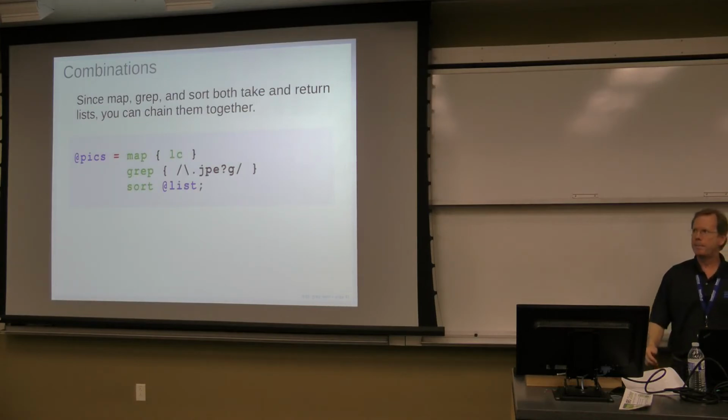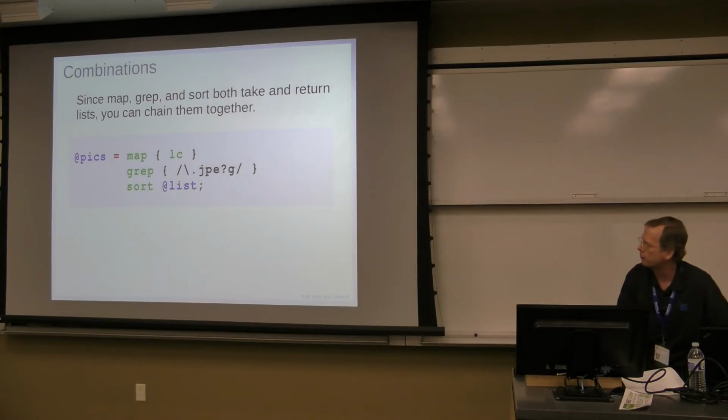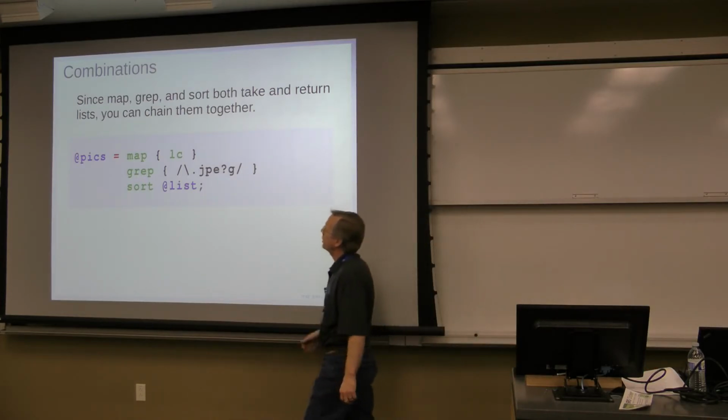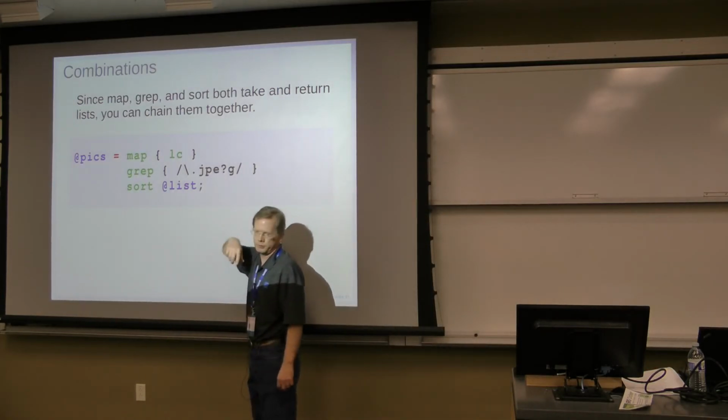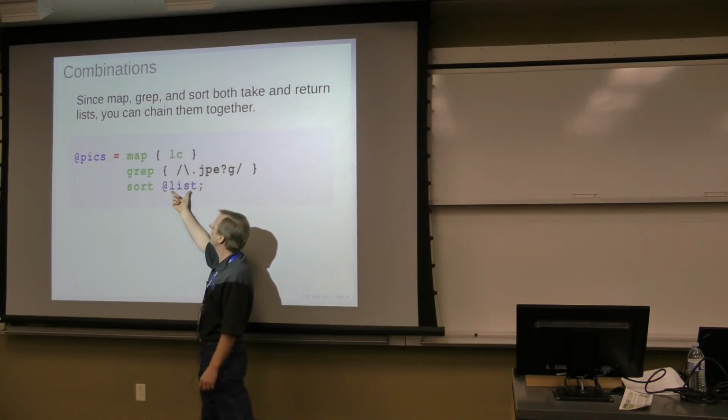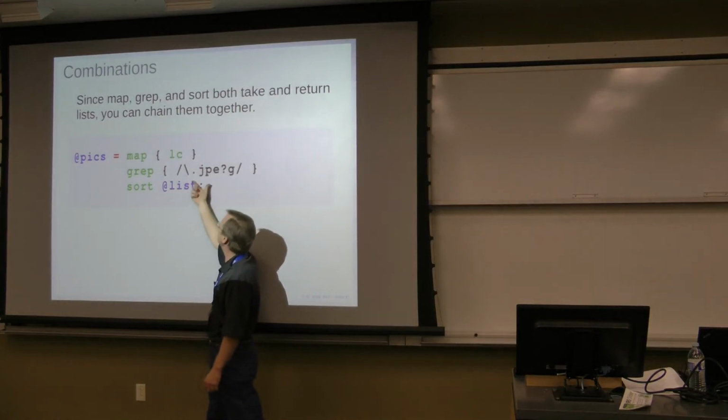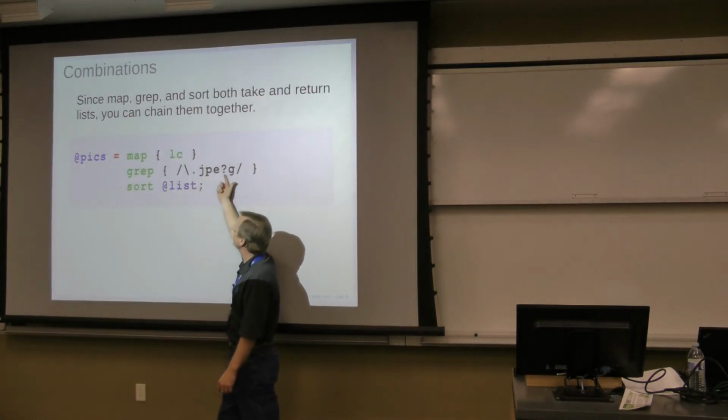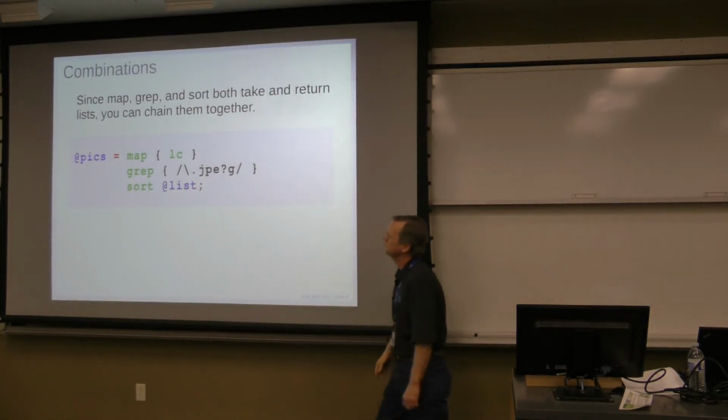Now, because map, grep, and sort both take and return lists, we can chain them together to make some very powerful functions. So in this case here, we're generating a list of JPEGs. So we get a list of file names, we sort them, we pull out just those that are JPEGs.